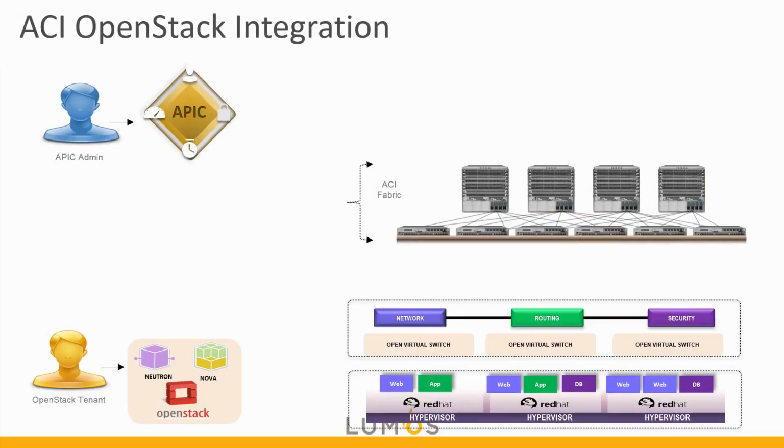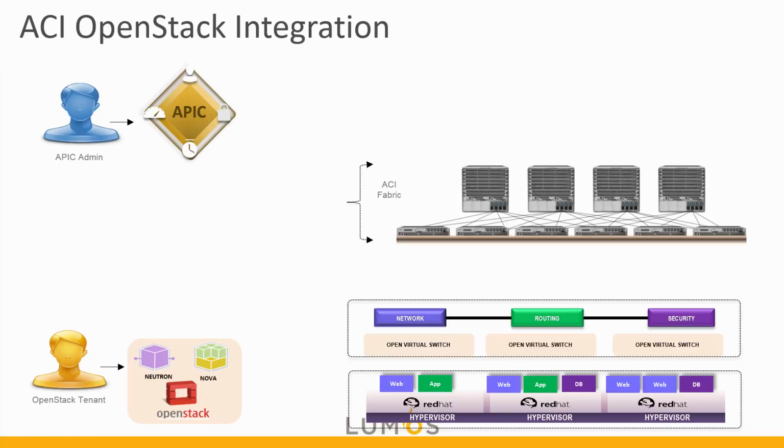So here's the OpenStack integration. We see that we have the APIC admin, and of course they're still going to do the fabric access policies as well as the fabric policies, setting up MP-BGP, etc. And then the APIC admin would essentially give to the OpenStack provider admin, or they would go ahead and do the plugin for policy.